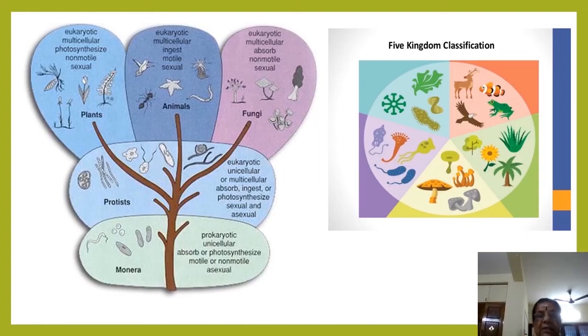And again they are eukaryotic, multicellular, absorb food materials. They are heterotrophs. They may be parasites, saprophytes, and they show symbiotic association. So these are all fungi, a separate kingdom. Then the next one is Plantae, the plant kingdom.